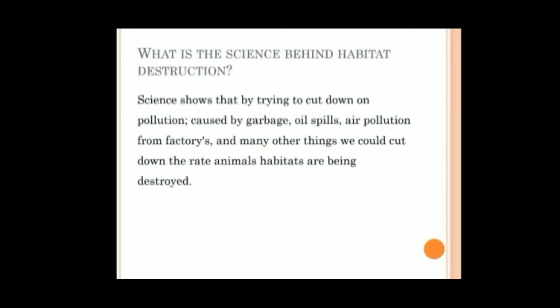What is the science behind habitat destruction? Science shows that by trying to cut down on pollution caused by garbage, oil spills, air pollution from factories, and many other things, we could cut down the rate at which animals' habitats are being destroyed.